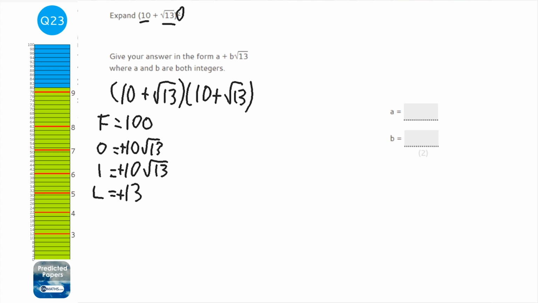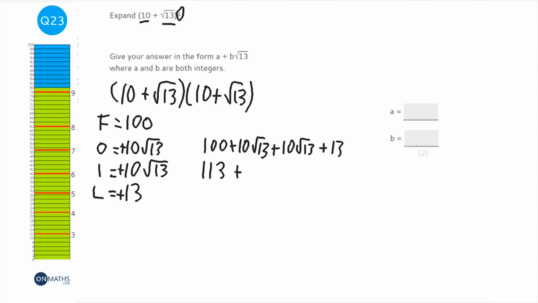So to put these together, we've got 100 plus 10 root 13 plus 10 root 13 plus 13. So the 100 and the 13 go together, so 113 plus... We've got 10 lots of root 13 plus 10 lots of root 13, which is 20 lots of root 13. So it asks for what A and B are. So A is 113 and B is 20.